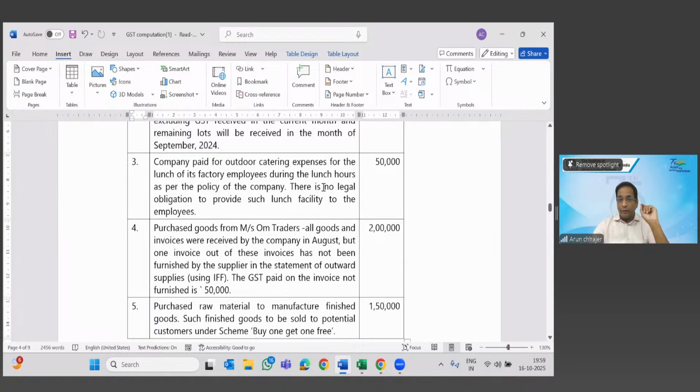So are you getting my point? Because it is not the legal obligation, therefore ITC is not allowed.